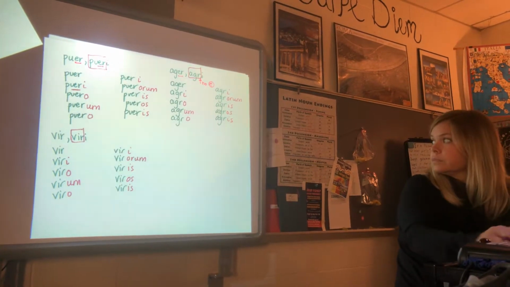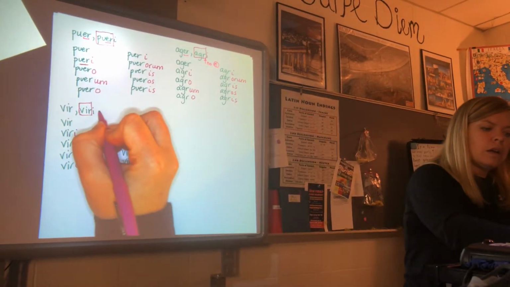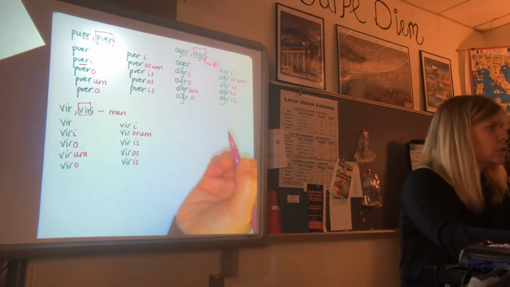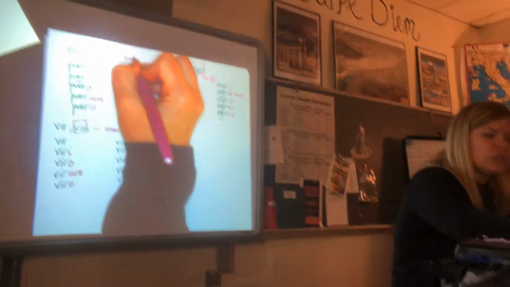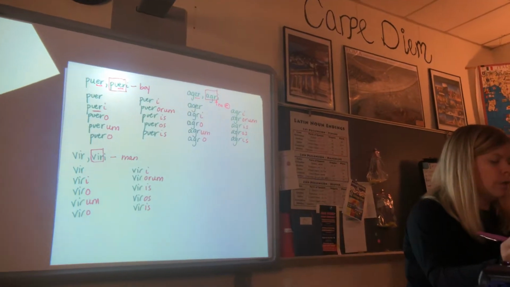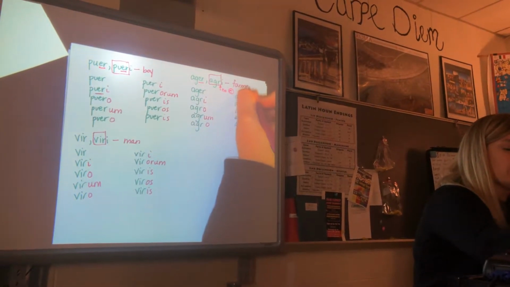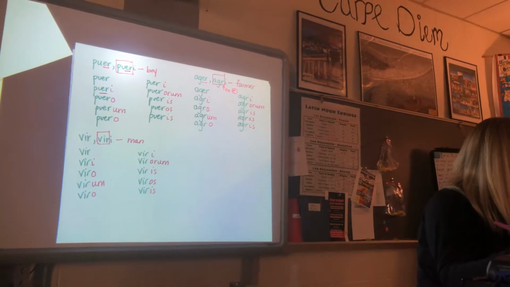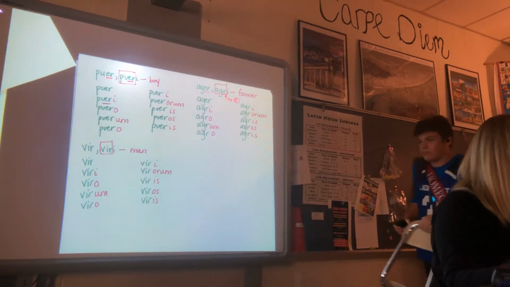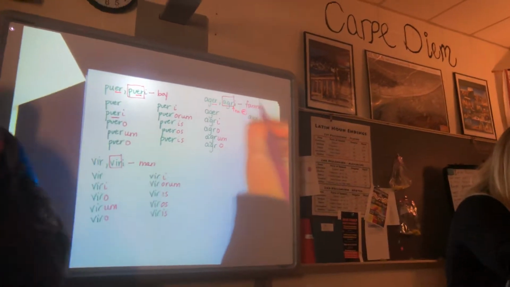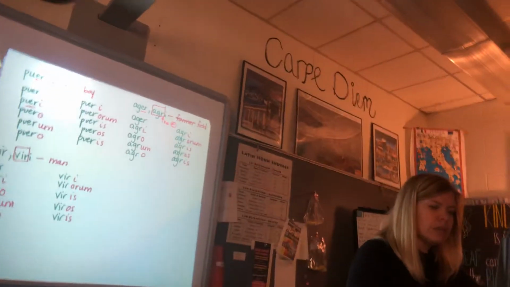Vir is the word for man, just like femina is for woman. Puer is the word for boy, just like puella is the word for girl. Ager is the word for farmer. Think agriculture. I mean for field. Sorry, for field, right? Not agricola, farmer. Ager is field. Think agriculture.